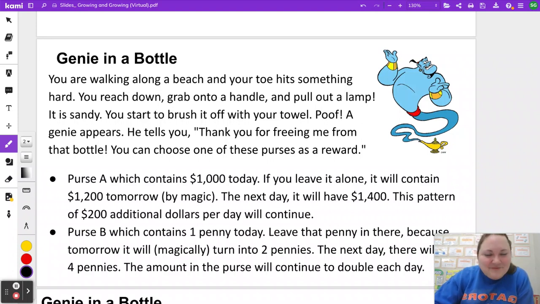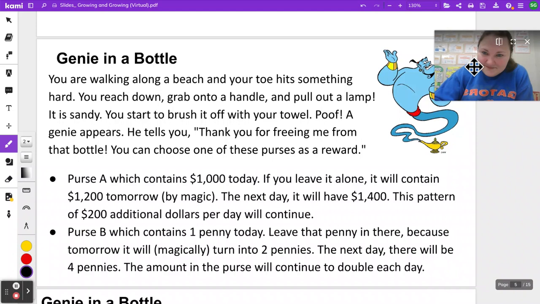The next day, it will have $1,400. And this pattern of 200 additional dollars per day will continue. When I read over that option in class, a lot of students are like, oh yeah, I want that one, right? $1,000, getting $200 every day. That is a lot of money.